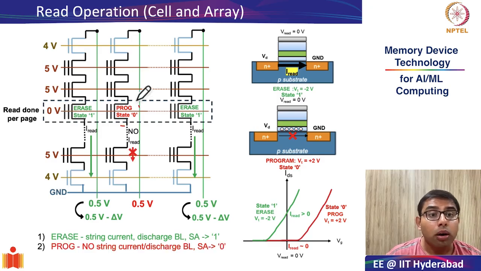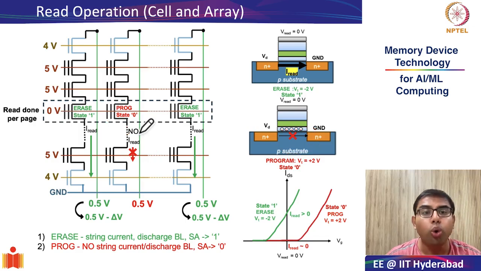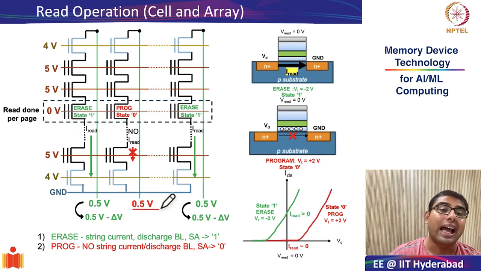Second, since the cell in string 2 is in program state, therefore the respective cell will be in off condition. Since the respective cell is in off condition, it will not allow any read current to flow through this particular string. It will block the read current in this string, and therefore there will be no discharge of the bit line in the second string, and as a result the sense amplifier in the external circuitry will read out a 0.